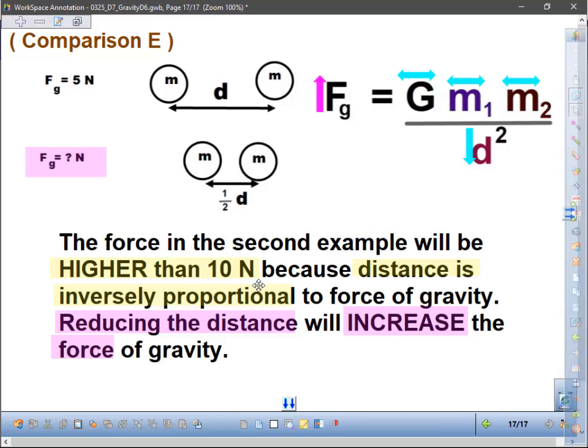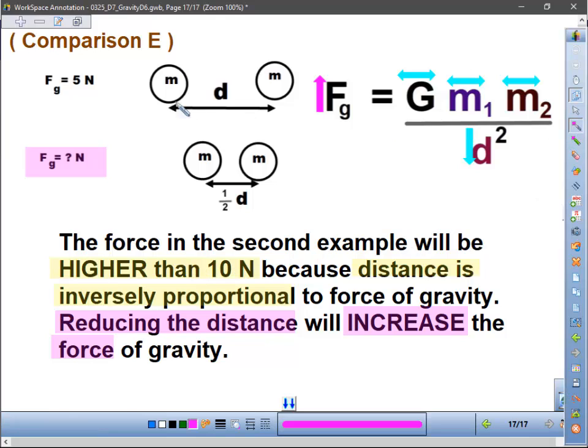So our statement looks like this. The force in the second example will be higher than 10 newtons. I did that again. It's 5 newtons. It'll be higher than 5 newtons because distance is inversely proportional to force of gravity. Reducing the distance increases the force of gravity. Less distance means more force. It's on the bottom. It's inversely proportional. So there's our E examples.